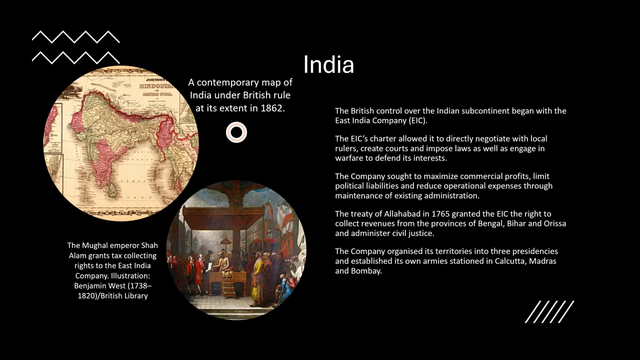Negotiation for military alliance with Indian rulers was a key strategy as the Anglo-French rivalry for dominance in the Indian Ocean intensified. The company organized its territories into three presidencies and established its own standing armies for each. These were stationed in Calcutta, Madras, and Bombay.